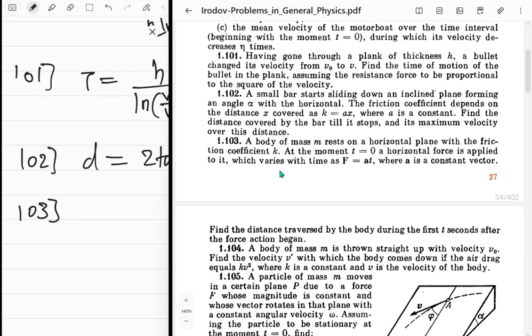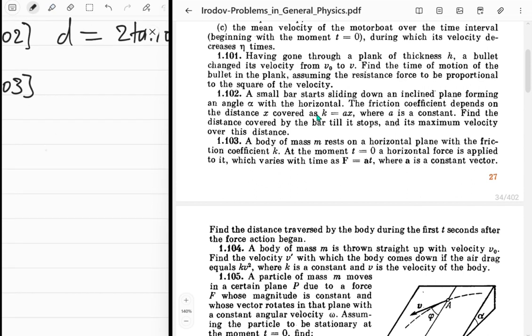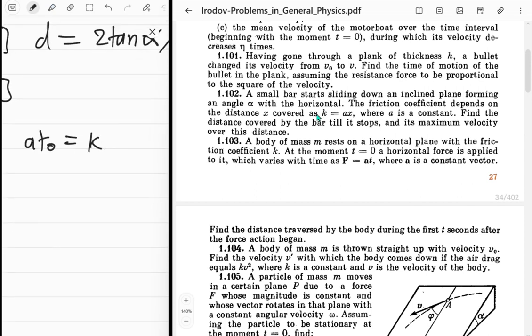Oh, okay, I see what's happening. So till some t naught, it won't move, and then after that it will start moving, right? So that's when the actual motion starts. So what's t naught? That will be when a t naught should be equal to k mg. Yes. So t naught is just k mg upon a. After this, the actual motion will start.